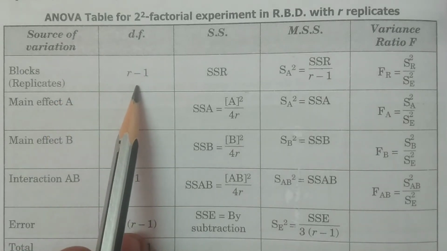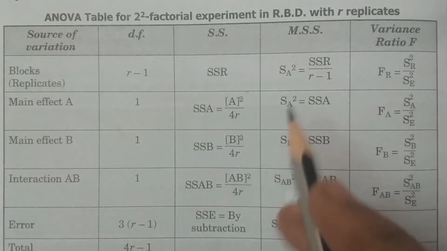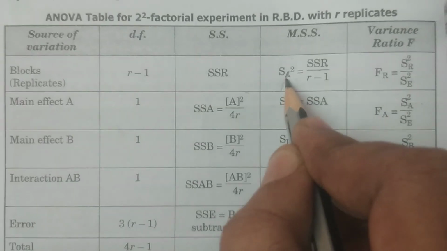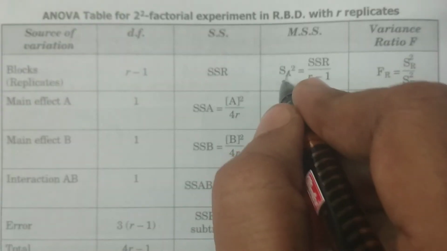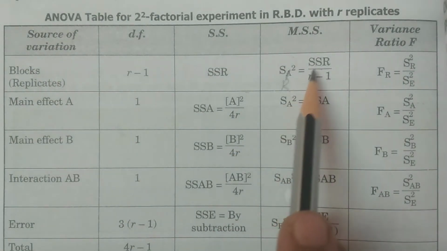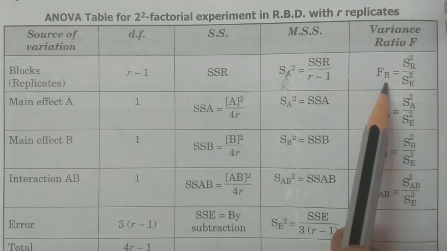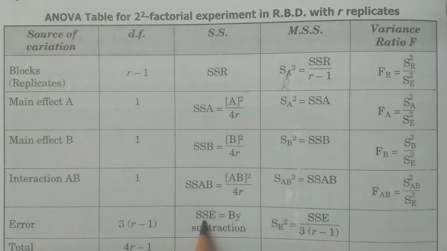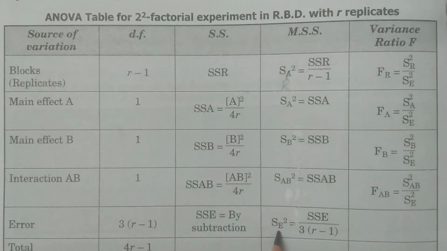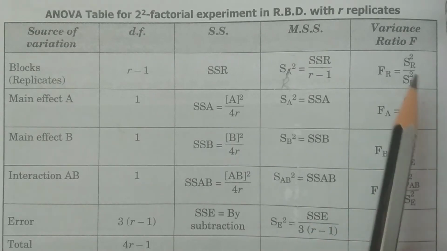Degrees of freedom, R minus 1. Sum of the squares, SSR. The mean sum of squares is not S square A, it is S square R, that is SSR by R minus 1. FR is equal to S square R by S square E. S square E is the error: the sum of the squares due to error is SSE, and the mean sum of squares due to error is S square E, which is going to be used here.